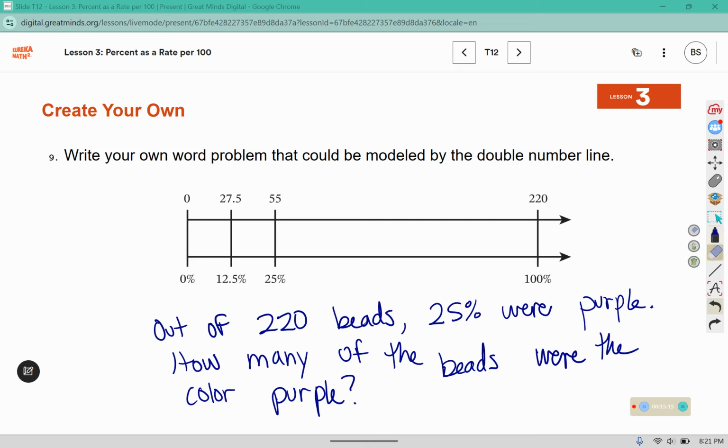You might also write one that uses money. The item was originally priced at $220. We found a coupon that saves us 12.5%. How much money will we save? We would save $27.50.